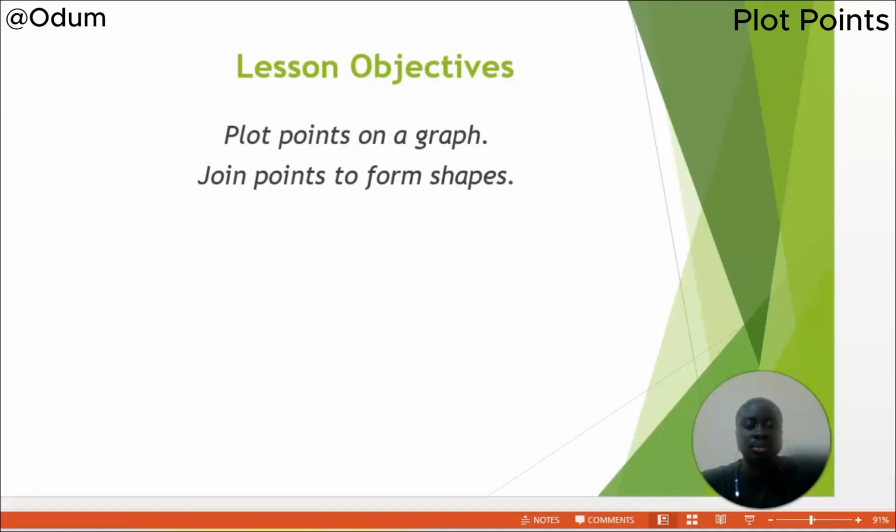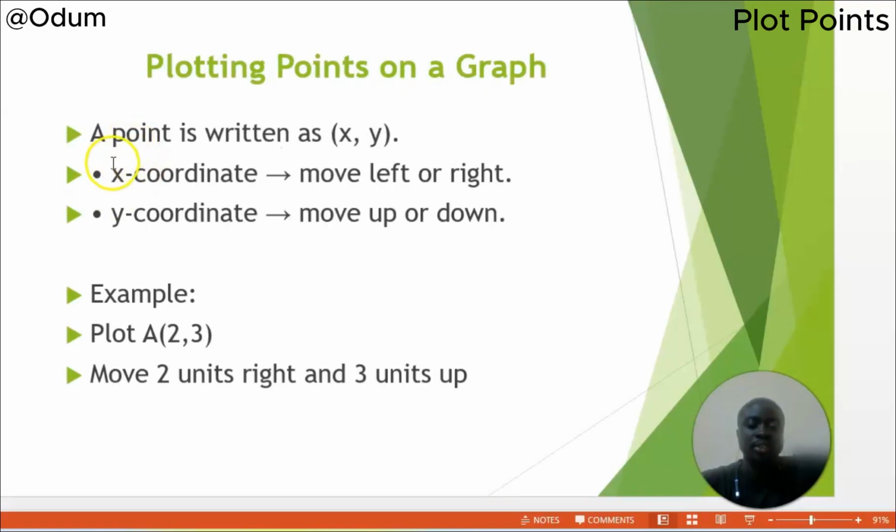Now let's see how we are going to label or name points. A point is written as (x, y). This means that whichever point you have, the x coordinate comes first, followed by the y. So where can we locate the x coordinate? When you move left or right on the graph, that is where the x-axis is.